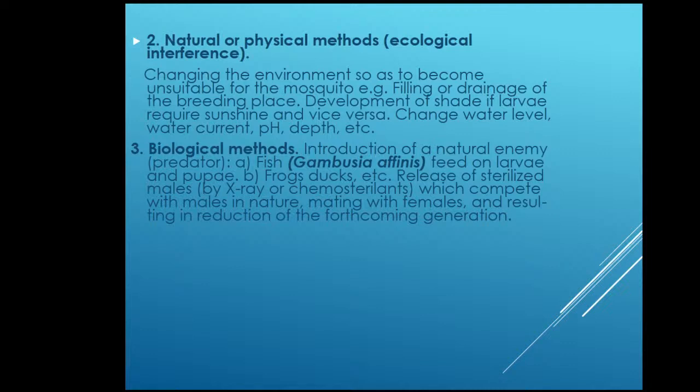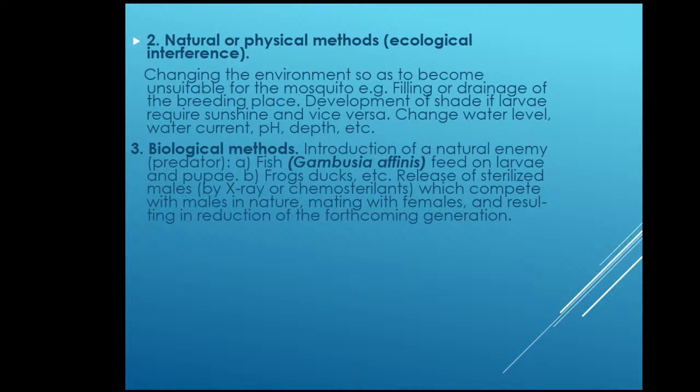Natural or physical methods: changing the environment so it becomes unfavorable for mosquitoes. This is drainage of breeding places, development of shade if the larva requires sunshine and vice versa. Changes of water level and pH of water can make development uncomfortable for mosquitoes and can cause a decrease in their number.